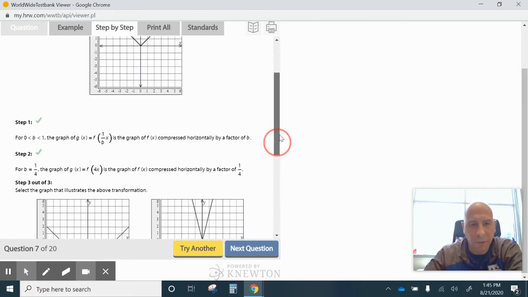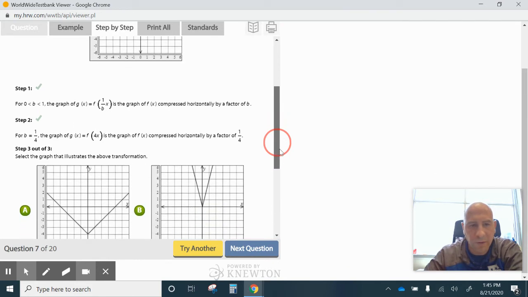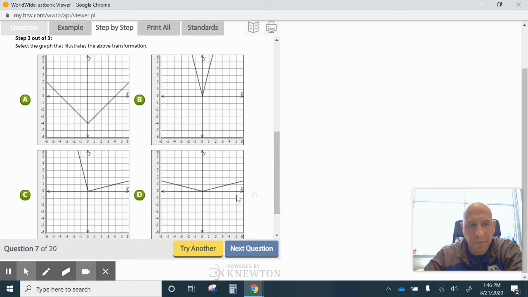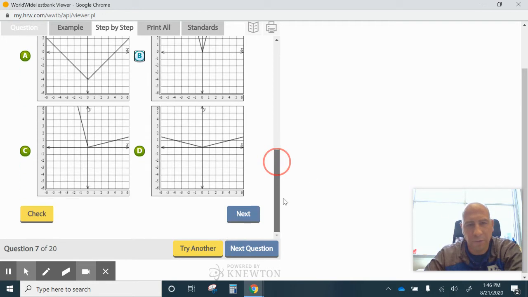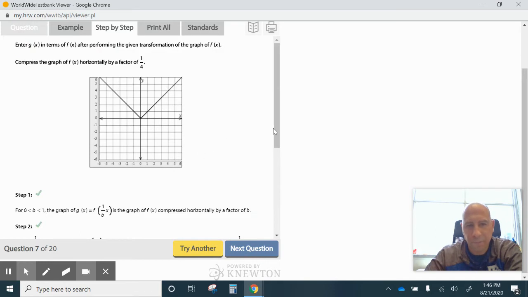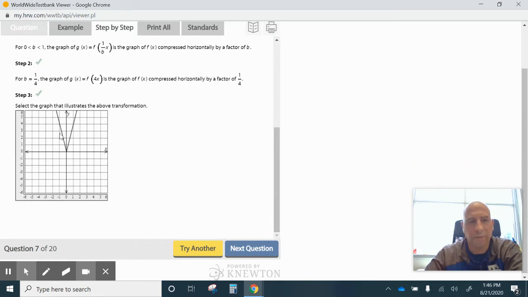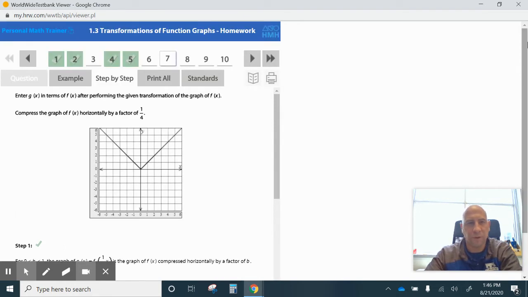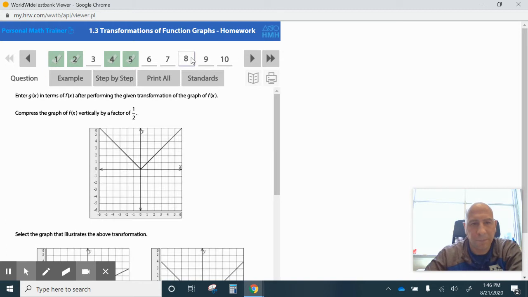Okay. So it's a horizontal compression. Definitely not C. This looks like a vertical compression. That looks like it went down. I'm going to say the answer is B. That looks like it's a horizontal compression, but let's check. Yes. There you go. All right. And then let's go on to the next question. That was question 7. Now let's look at question number 8.